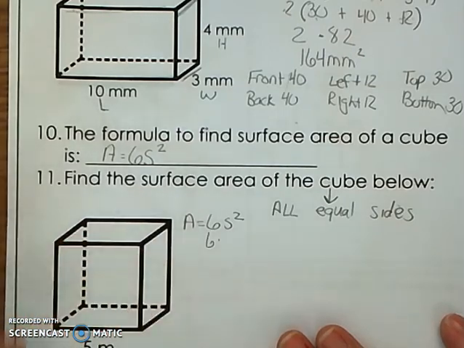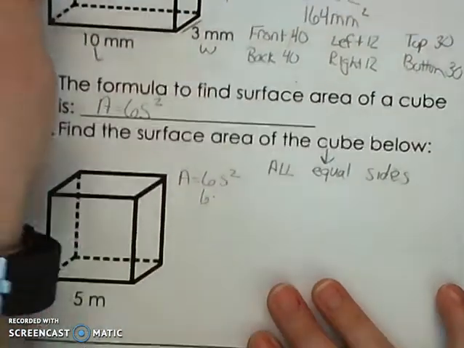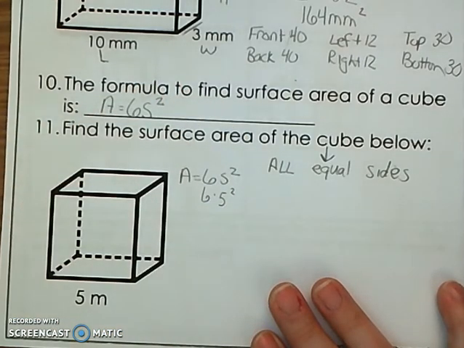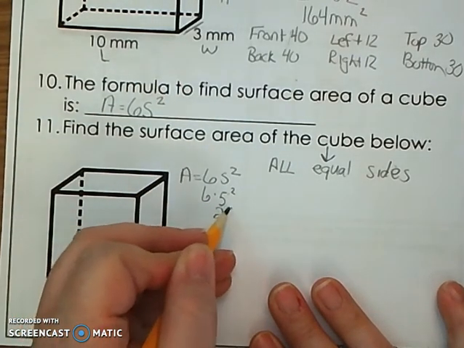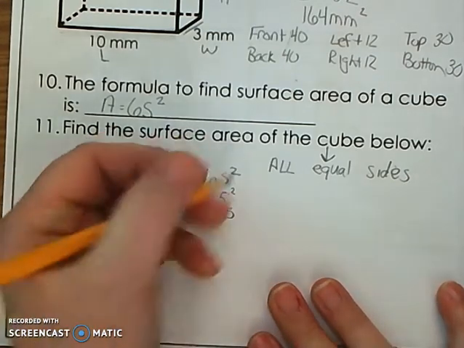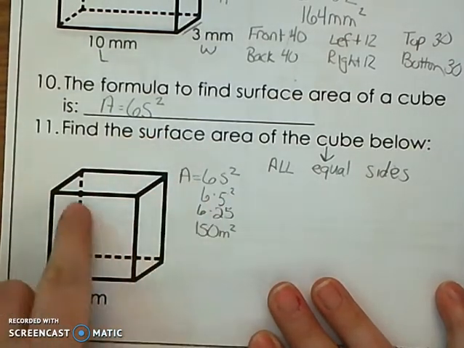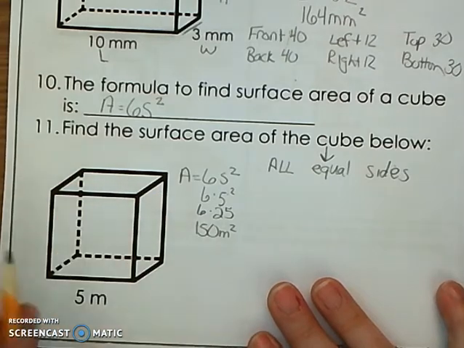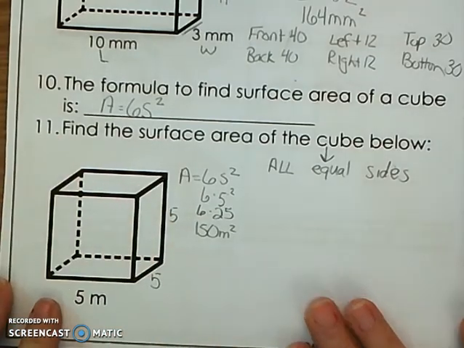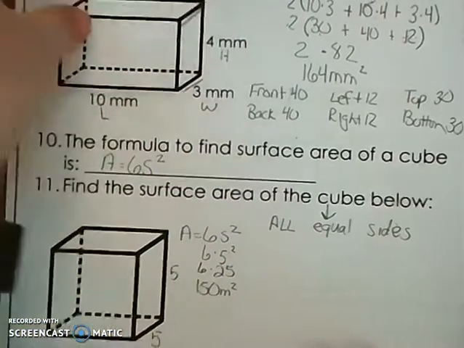We're going to keep our 6. Our side is 5. So we have times 5 squared. So 5 squared is 25 times 6. 6 times 25 is 150 meters squared. That only works for a cube because it has all equal sides. So if this is 5, this is 5, this is 5. You can do it the same way up here because a cube has the same parts as a rectangular prism.